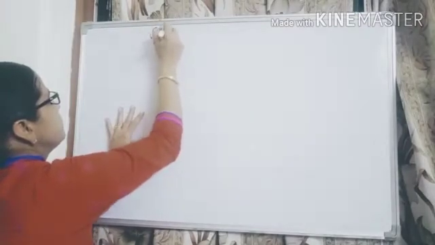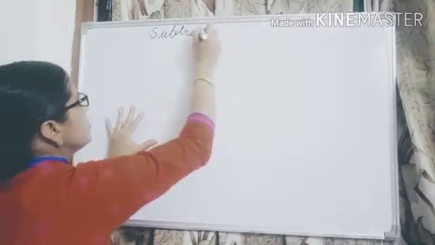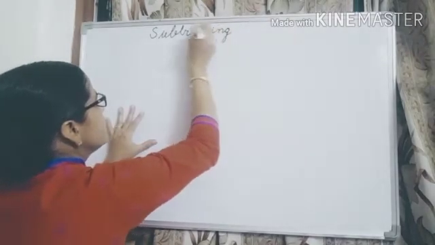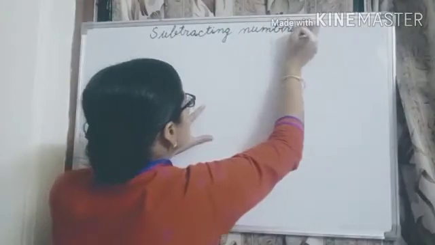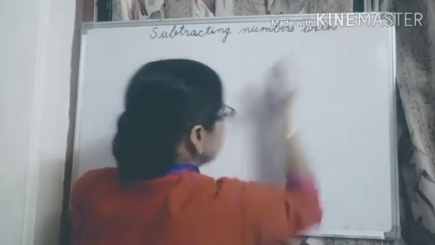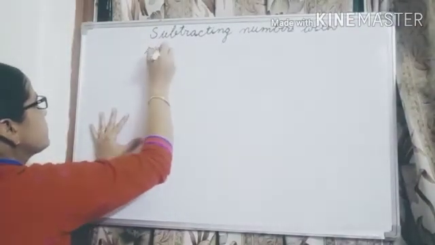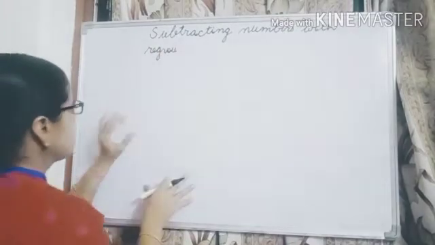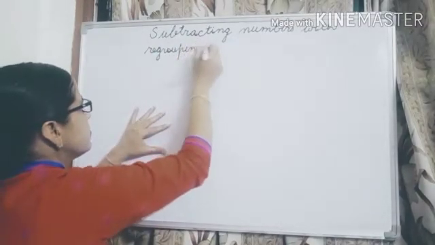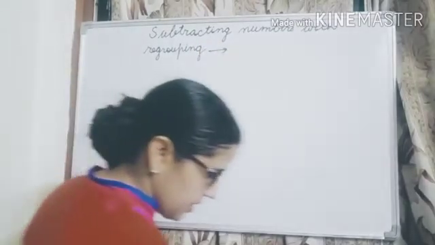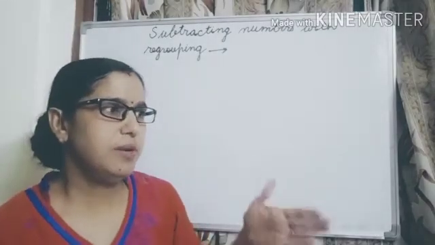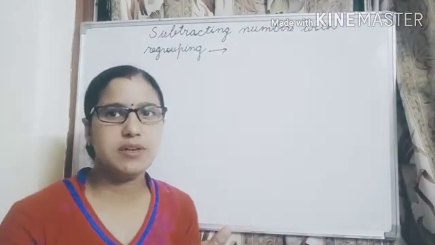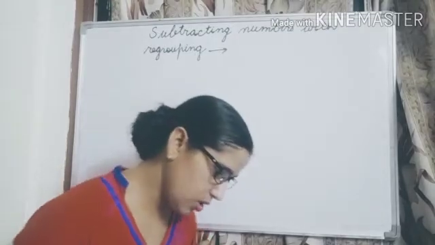Subtracting numbers with regrouping. Regrouping means borrow sums, in which the upside number is smaller and the downside number is bigger. Then how will we solve these types of sums? This we will do in this topic today.